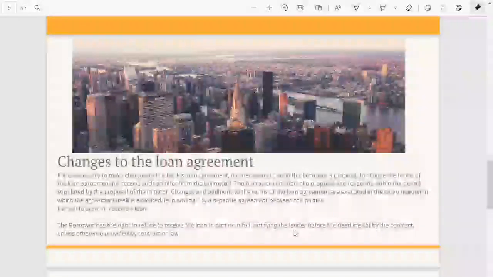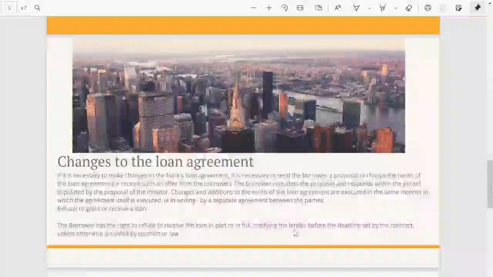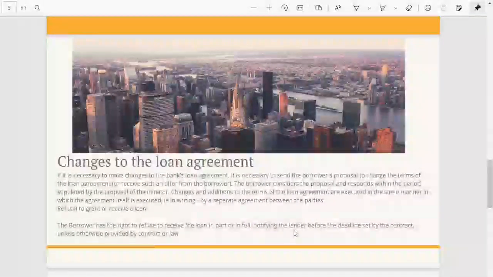Refusal to grant or receive a loan. The borrower has the right to refuse to receive the loan in part or in full, notifying the lender before the deadline set by contract, unless otherwise provided by contract or law.